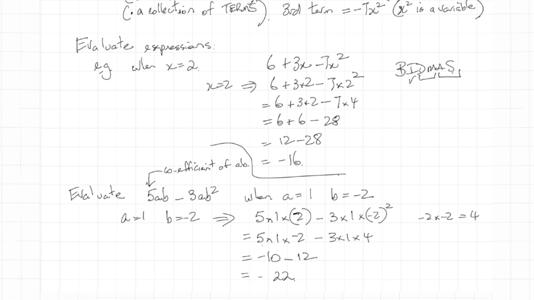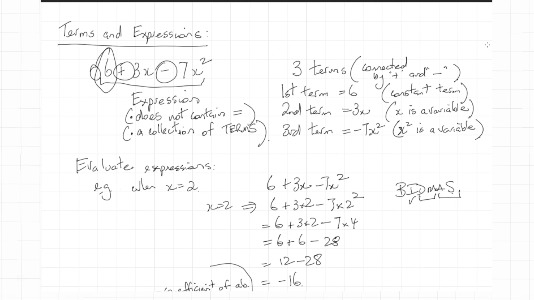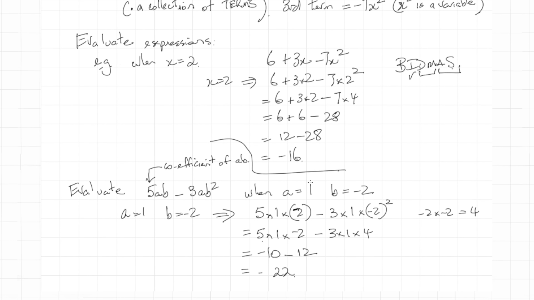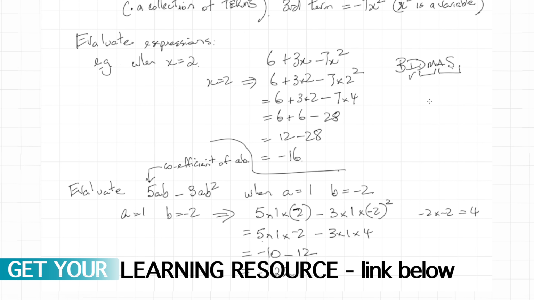So, expressions and terms, keywords in algebra. An expression is a collection of terms connected by pluses and minuses. So we've got a plus and a minus there, so we've got 3 terms. We've got constant terms that don't contain any variables. And we've got the coefficient as the number before the variable. And then to be evaluated, we just substitute in values and use BIDMAS to expand and to evaluate the answer.